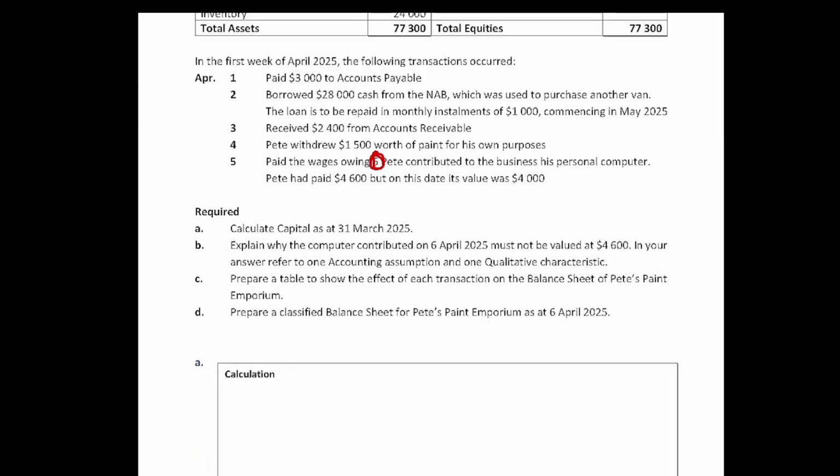Faithful representation? No, because it is against faithful representation. Why? Because it is an opinion, isn't it? An estimation. Then we can't have opinions or estimations. Why? Because it is not neutral. Yeah. Okay. Then what about verifiability? Also, it is against that. Why? Because you don't have a source for the opinion on 4,000, do you?